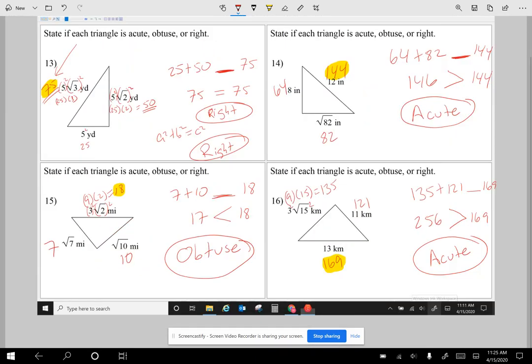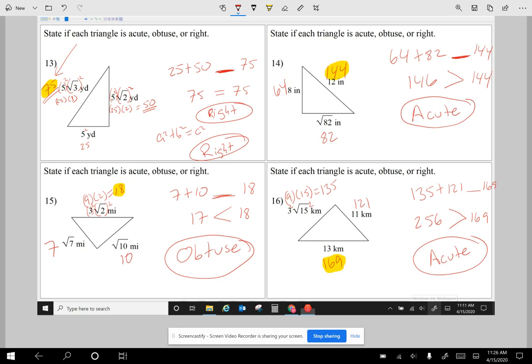So given the three sides of a triangle, I can easily tell whether we have an acute, obtuse, or right triangle. Don't forget that when you type in the word, because you're typing a word, make sure you capitalize the first letter.